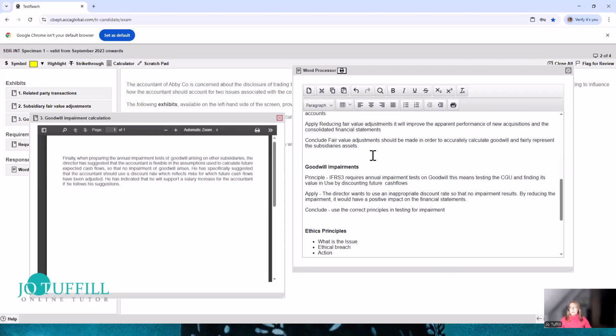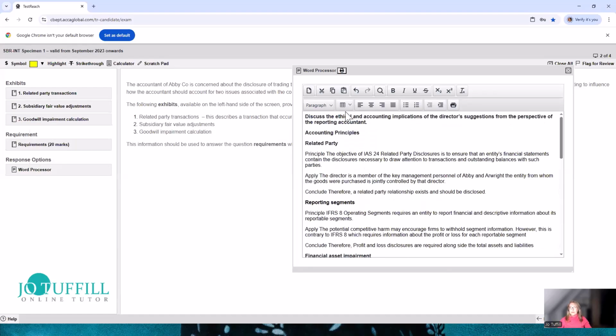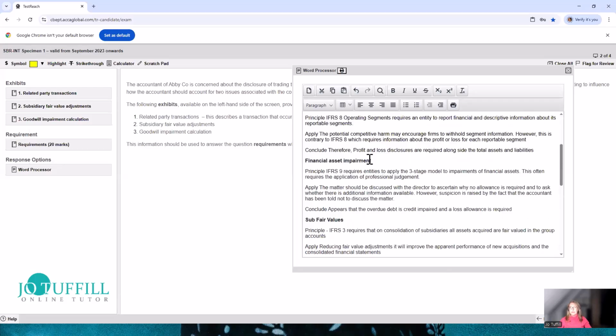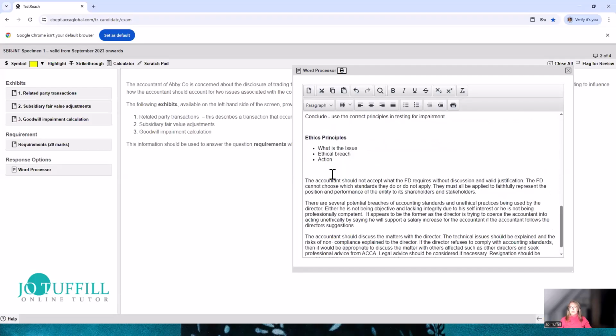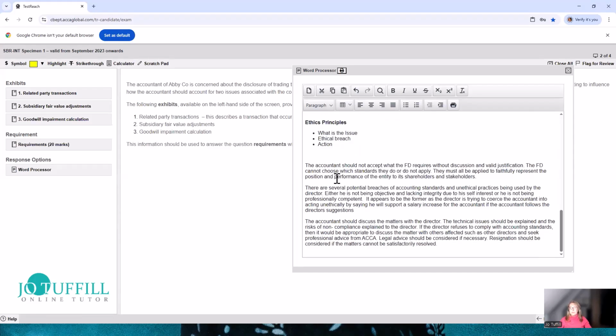You've finished your accounting principles parts. Remember, you now need the next heading, ethical implications. So we go down ethical principles, and my focus is what is the issue, what's the ethical breaches, and what are the actions. And so I've kept them separate paragraphs so that I can get my marks applied consistently across them. So I'd have 2 marks, 3 marks, 3 marks, totaling the 8 marks. And then the 2 professional marks come because I've effectively identified the ethical principles and applied the actions appropriately.